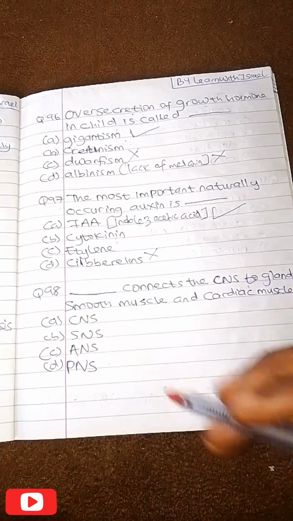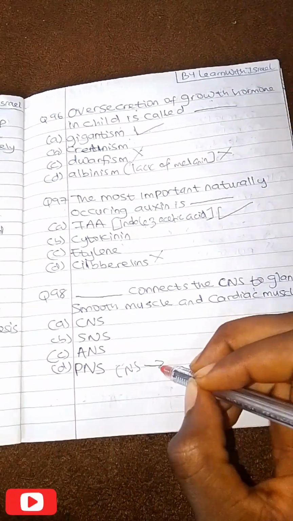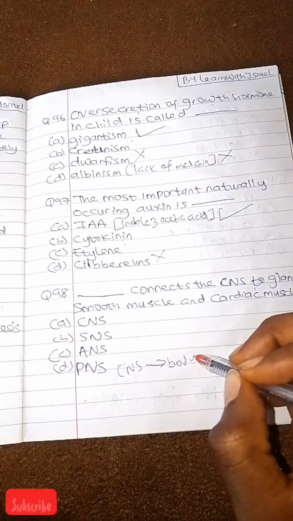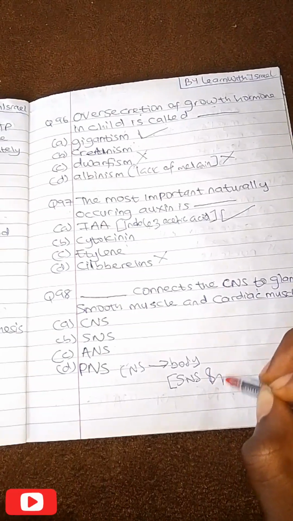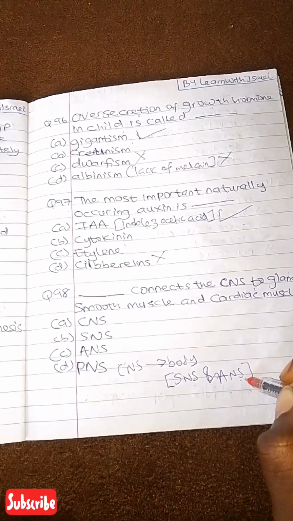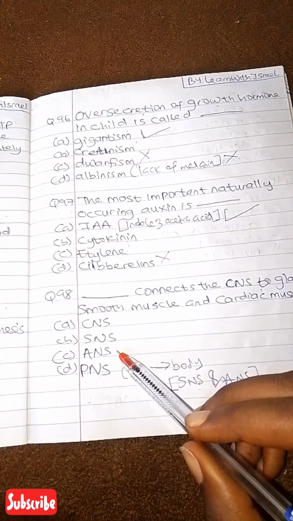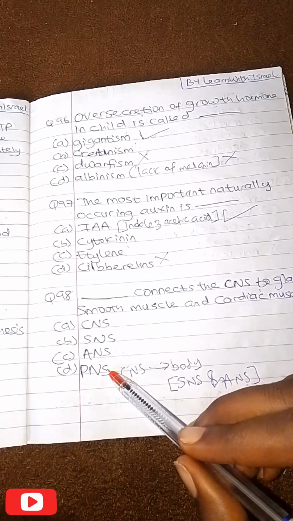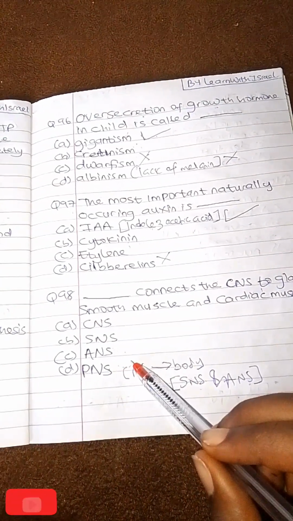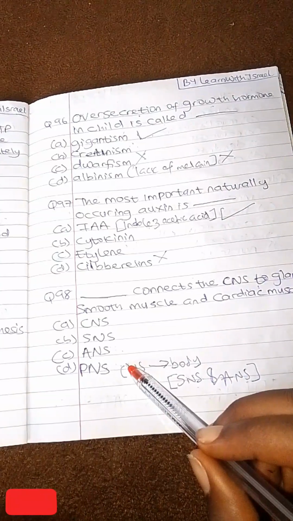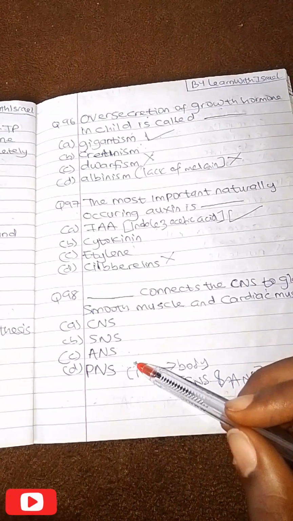It connects the CNS to the rest of the body, which includes the SNS and ANS. So the ANS is the autonomic nervous system. It is the division of the PNS that controls involuntary actions, which include heartbeat, digestion, and breathing rate.